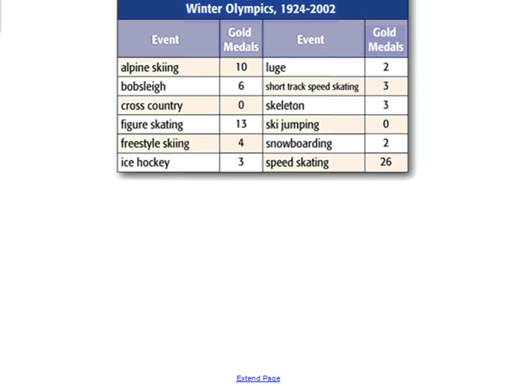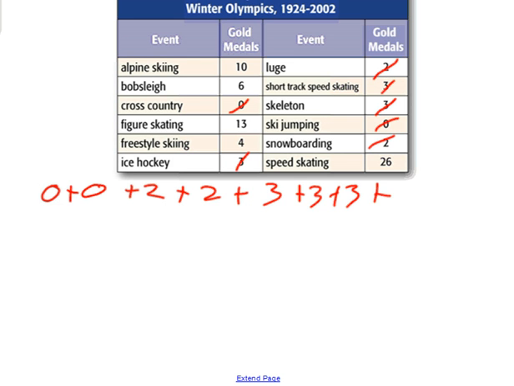To do that, I'm going to write them in order from smallest to largest. So I've got a 0, another 0, the number 2, another 2, a 3, another 3, and a third 3, the number 4, the number 6, the number 10, and lastly, the number 26.